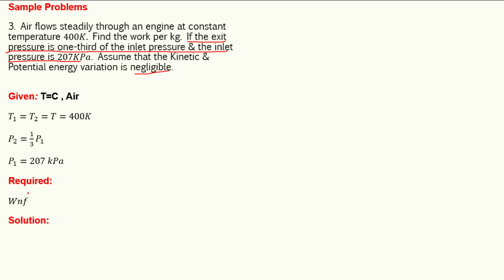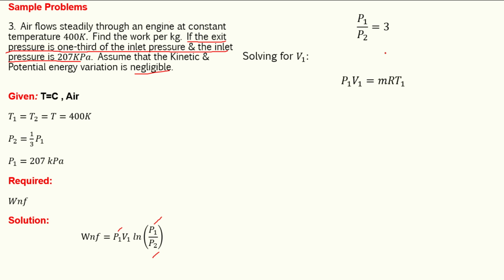Gamitin natin yung P1V1 ln P1 over P2, no? Kasi meron kang pressure. Ang hahanapin mo na lang ay V1. Pero pwede rin namang mRT, no? Pwede rin yun, pero ito na lang siguro yung gamitin natin. P1V1 ln P1 over P2. Okay? So, gamitin natin yung condition ng problem where P1 over P2 is equal to 3. Therefore, solving for V1 in terms of PV equals mRT, we have, i-cross multiply lang natin to, makukuha natin yung V1 is equal to mRT1 over P1.